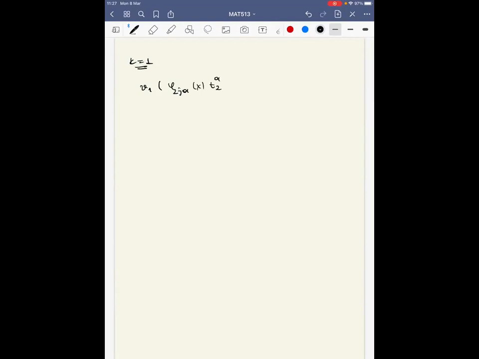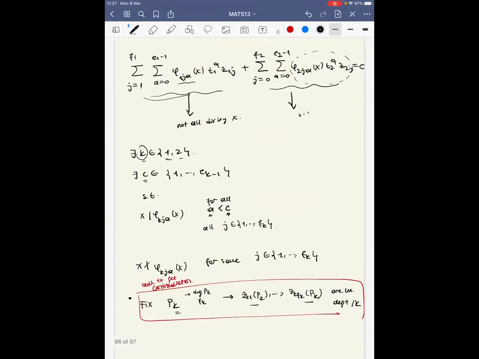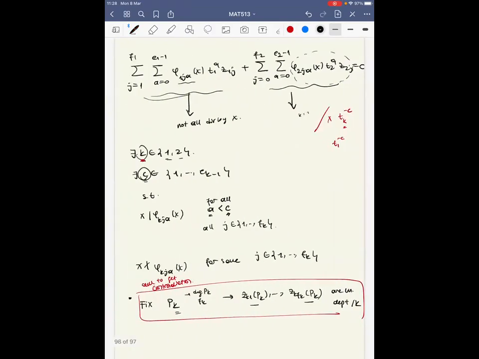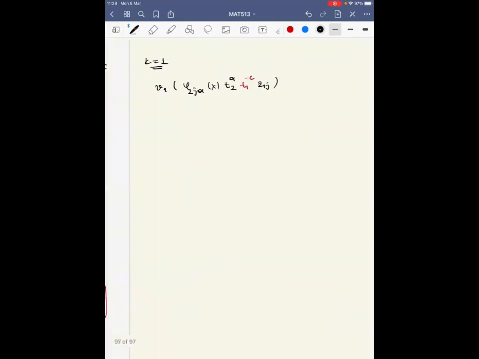And here also I forgot to mention that depending on these indexes, we will multiply this equation by tk to the minus c. So in this case, we will multiply t1 to the minus c times z1j. So after this multiplication, each summand belongs to the place Pk.